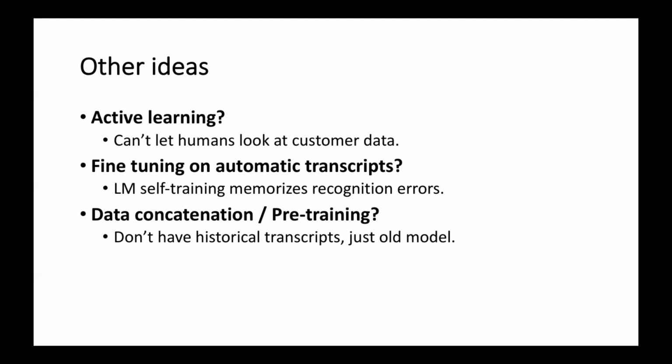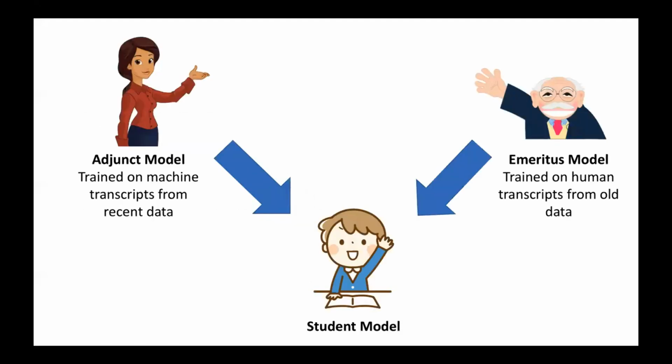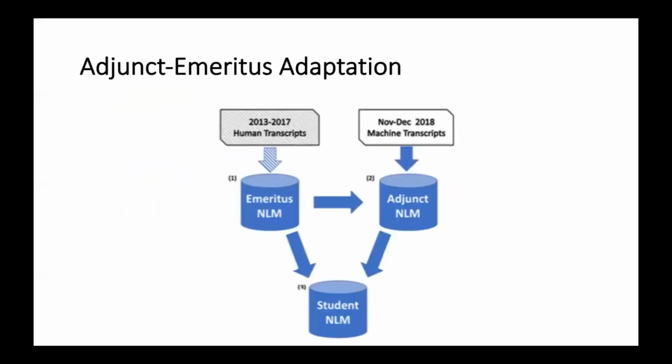In this paper, we propose a novel extension of knowledge distillation that learns from two teachers: the adjunct, trained from recent but machine-generated transcripts, and the emeritus, trained from human-generated but out-of-date transcripts. We'll use these two teachers to jointly train a single student model. As detailed in our paper, we found the optimal approach to be to first fine-tune the adjunct model from the emeritus model, and then jointly train the student model through knowledge distillation. This outperformed alternative methods such as fine-tuning or training from scratch.